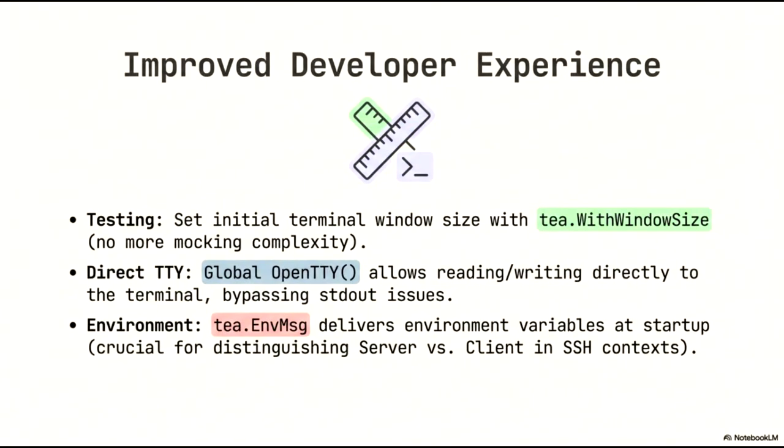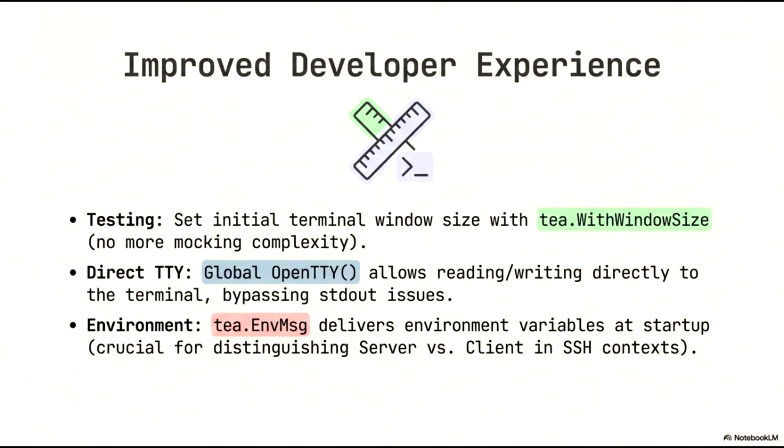We have made significant strides in improving the developer experience with several key enhancements. First, regarding testing, we introduced T.WindowSize. This allows you to set the initial terminal window size programmatically, eliminating the need for complex mocking when testing responsive layouts. Second, the addition of Global OpenTTY provides a reliable way to read from and write directly to the terminal device. This is essential for bypassing issues often encountered when dealing with standard output redirections or pipes.